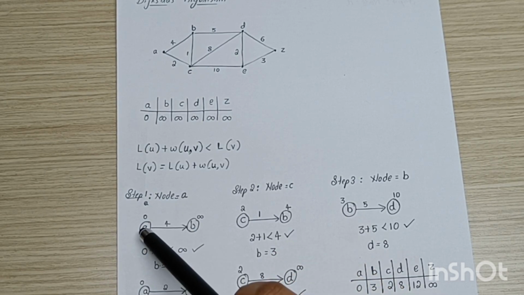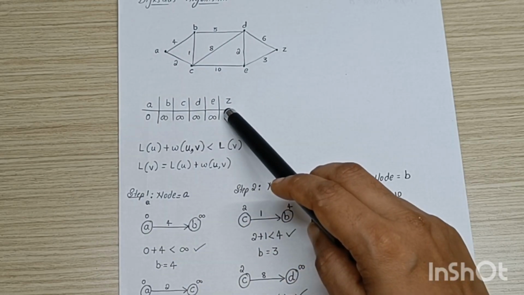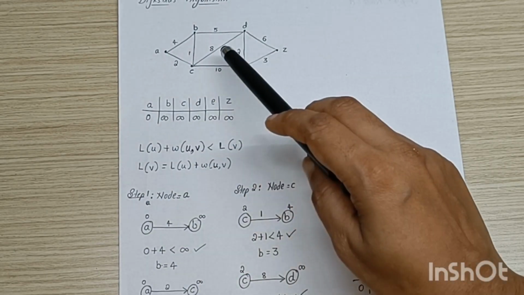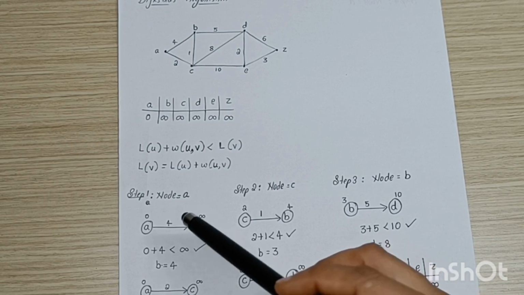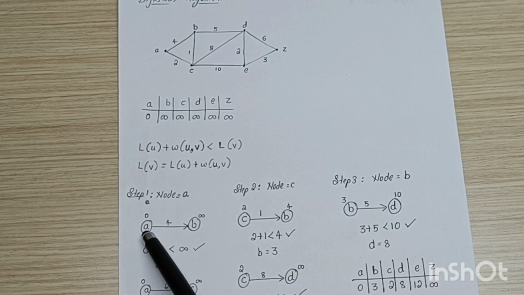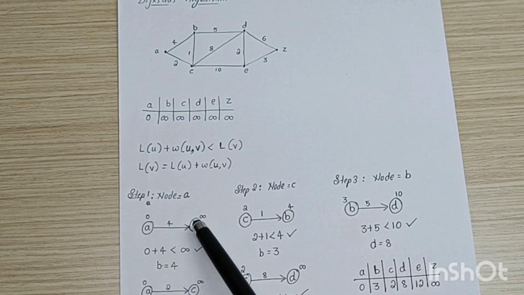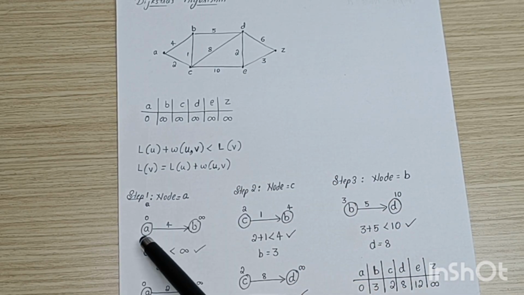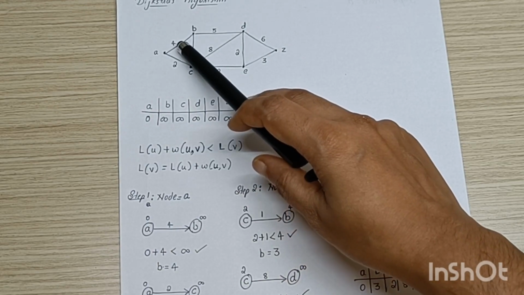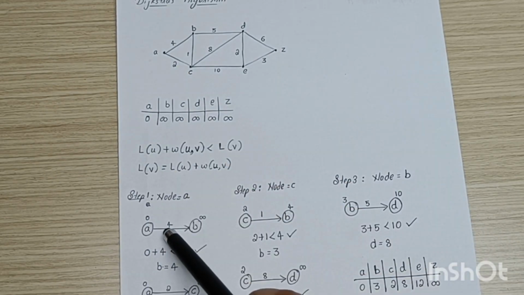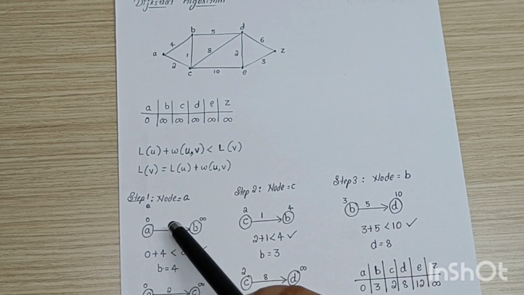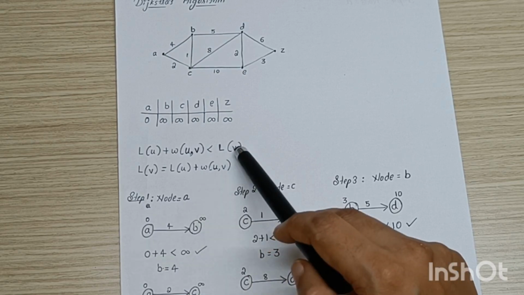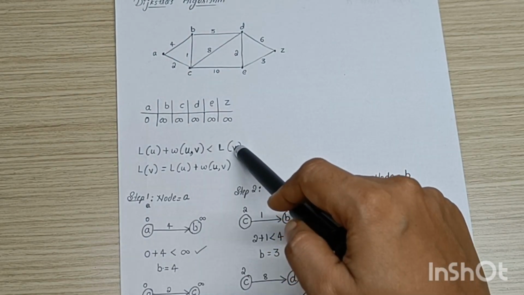I have said you should take the value from the table and the weight from the graph. So here the value of A from the table is 0, the value of B from the table is infinity. What is the weight from A to B from the graph? You can see here it's 4, so update 4 there.